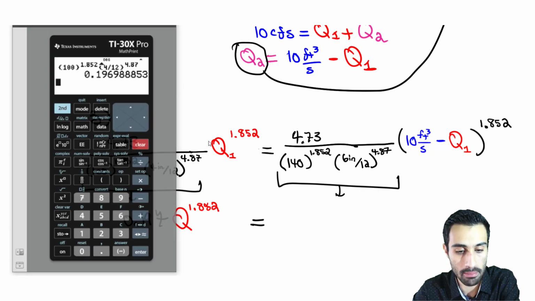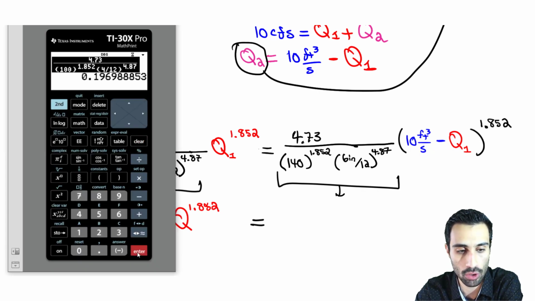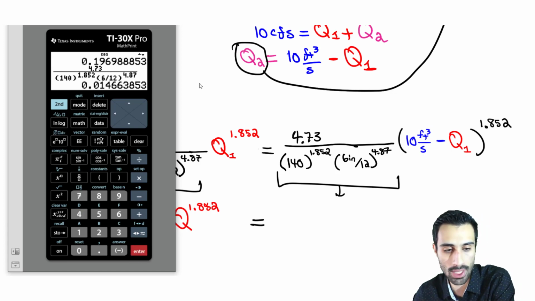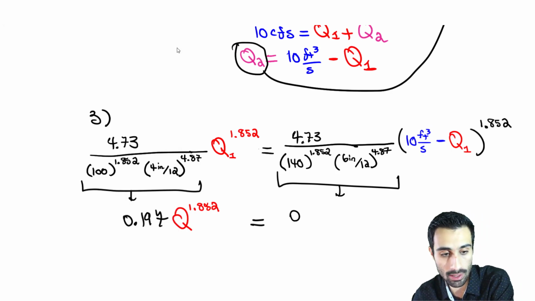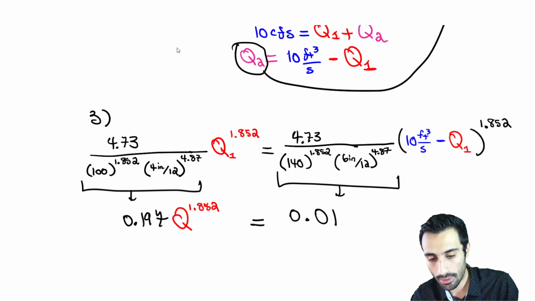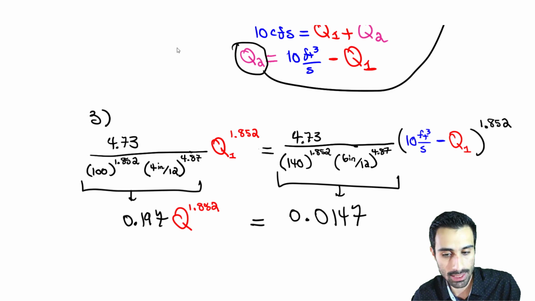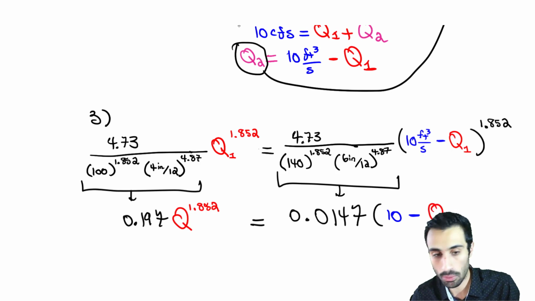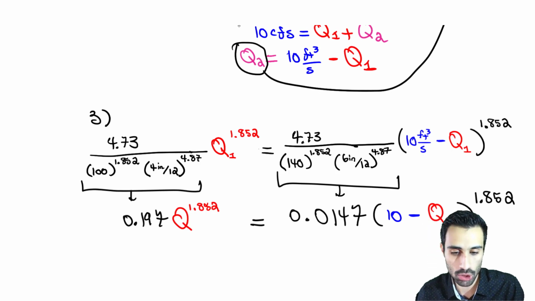So what we would do is the same idea. So what's convenient about this is you can go above, grab this, and what I'm going to change is going to be the 4. That becomes a 6. So 6 divided by 12. And what I can do is go here and change that 100 to 140. So we have that and enter, and we get that value. So we get about 0.0147, and that's this part, and this doesn't change. It's still going to be that 10 CFS, 10 minus the Q1, and we raise that still to the power of 1.852.